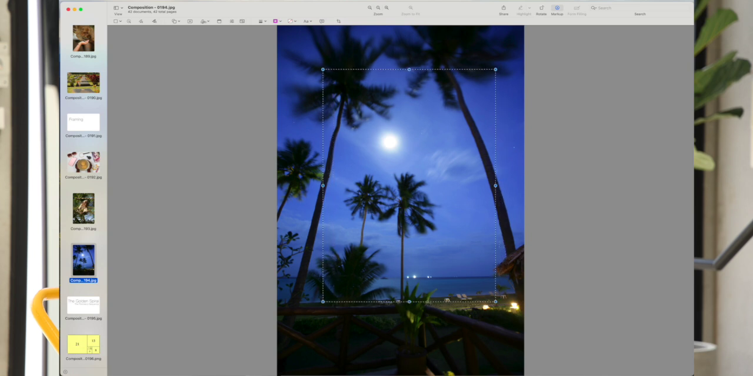So framing really allows you to be able to say, okay, well, my point of interest is the moon. How do I put the moon in such a way and frame everything around the moon that leads more interest to the moon in this particular image?